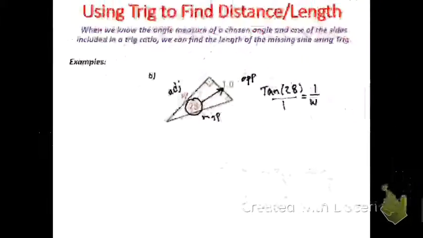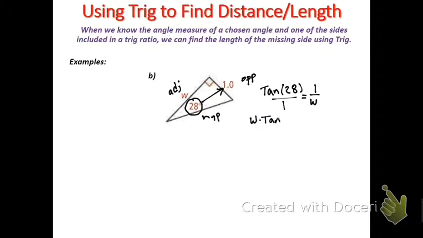All right, so we've got W times the tangent of 28 equals 1. Our W and our tangent shouldn't be together if we're trying to solve this. So how do I move the tangent of 28 away from the W? I divide. So I'm going to divide both sides by the tangent of 28.